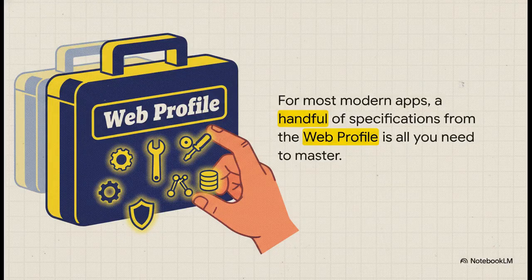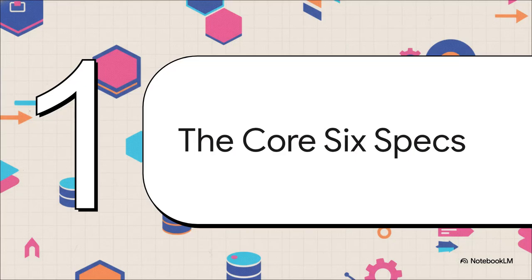And here it is. This is probably the most important, most empowering part of this whole thing. You don't need the entire full platform. You don't even need the whole web profile. For that modern app we just described, you really only need to get good at about six core specifications. That's it. These six are the absolute workhorses of modern Jakarta EE development. If you master these, you can build some unbelievably powerful and solid applications. So let's go through each one so you know exactly what it's for.